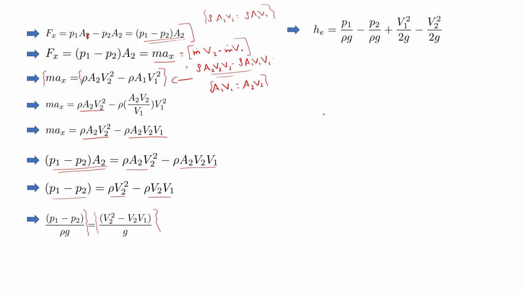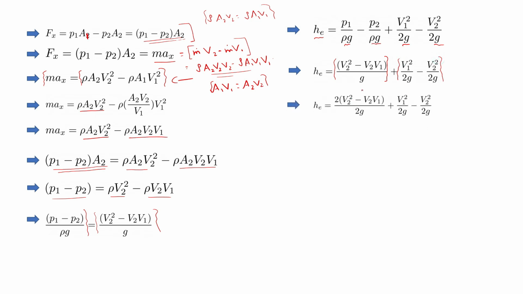So earlier we have seen the head loss can be written by a modified Bernoulli's equation. This is equal to p1 by rho g minus p2 by rho g plus v1 square by 2g minus v2 square by 2g. If you substitute for (p1 minus p2) by rho g, you will get (v2 square minus v2 v1) by g plus v1 square by 2g minus v2 square by 2g. And this head loss is equal to 2 into (v2 square minus v2 into v1) by 2g plus v1 square by 2g minus v2 square by 2g.